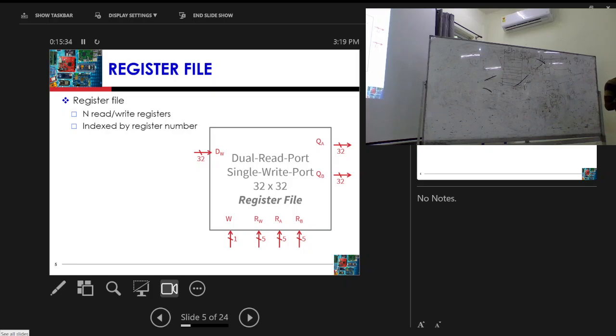As I said, this 5 bits is not a random number again. I got it from somewhere. To read, I must give RA a value here, which can be from 0 to what? 31, because it's 5 bits. Once I give it RA and RB, the value stored within will come out at QA and then QB. RA will give the data here, RB will give data here. Easy as that.